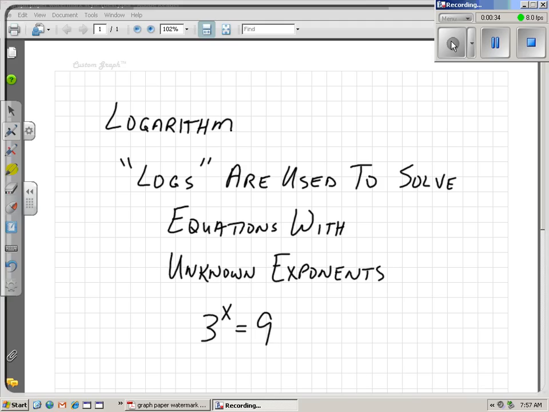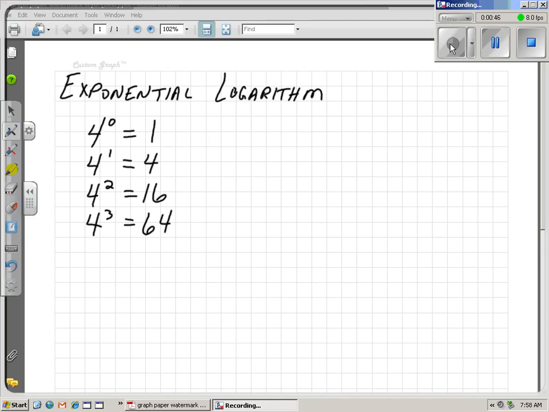But, of course, we're going to have harder equations than that to solve, and this method of using logarithms will help us find out that x is going to be 2. I'll show you how to use logs to find that out. Let's take some easy exponential forms that we already know, such as raising 4 to the power of 0, then 1, then 2, then 3, and I get 1, 4, 16, and 64.